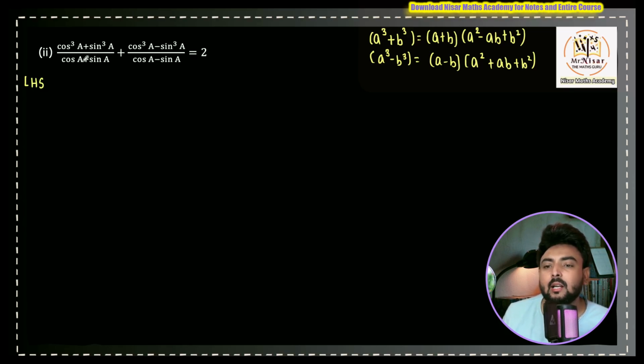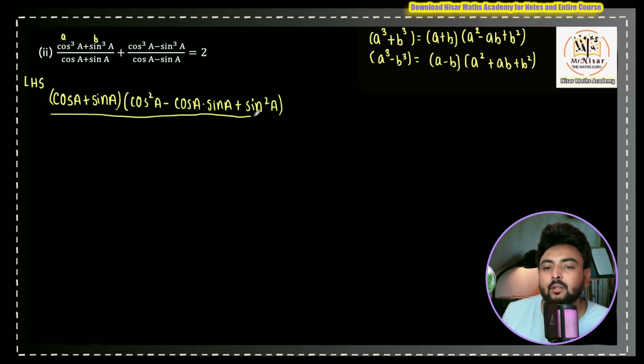So what I'll do here, I'll apply the formula A cube plus B cube. Let us consider this as A and this as B. So it will be A plus B, that will be cos A plus sin A. This is A plus B. We have A square, A is cos, so cos square A minus AB, that will be cos A into sin A, plus B square, that is sin square A.